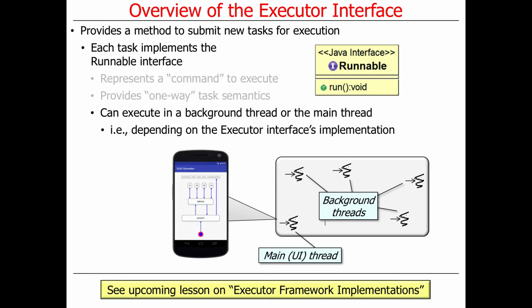When you execute something with an executor, it might run in a background thread, or it might run in the main thread. And where it runs depends on the implementation of the executor interface that is used. We'll talk more about that in a few minutes. But by virtue of the fact that something is using the executor interface, you don't know whether it's running in the background or not. Typically it is, but it doesn't have to.